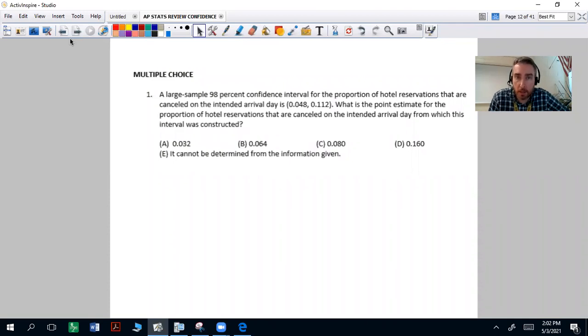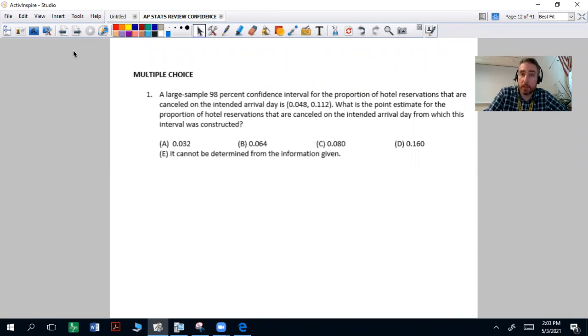Question 1. A large sample, 98% confidence interval for the proportion of hotel reservations that are canceled on the intended arrival day is between 0.048 and 0.112. What is the point estimate for the proportion of hotel reservations that are canceled on the intended arrival day from which this interval was constructed?